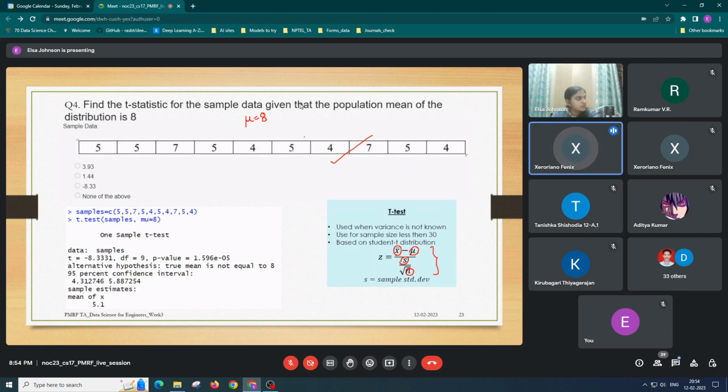It's coming out to be 5.1. Yeah, it might be. Wait, is it written? Yeah, it's coming to be 5.1. This is the R code. I'll just go to the R session, okay? Sorry.